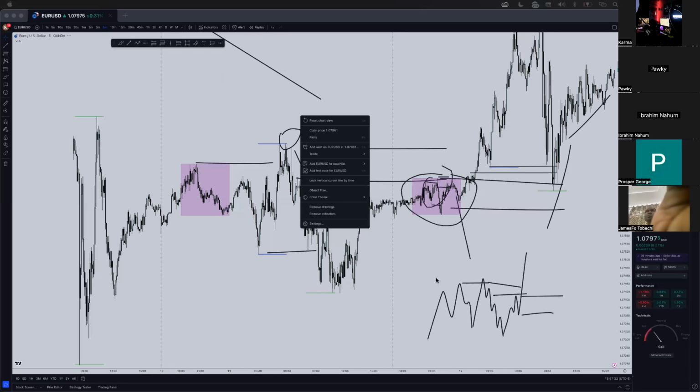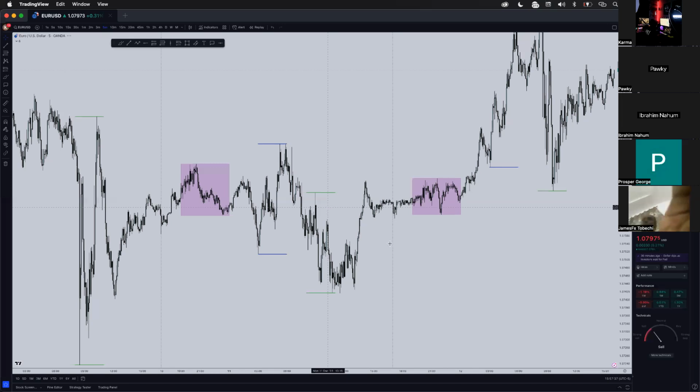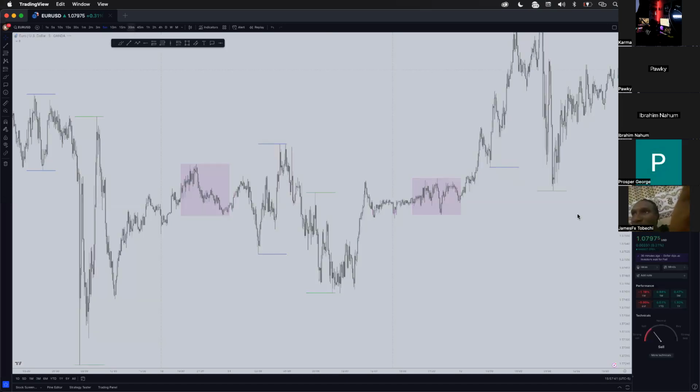Do you guys understand this example that I explained last year? Huh? Do you guys understand the last example I made?